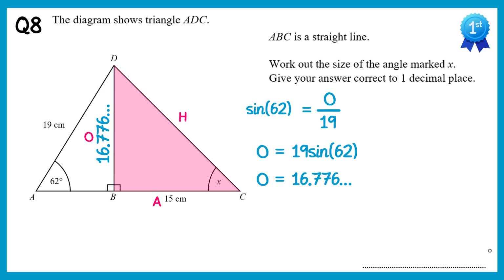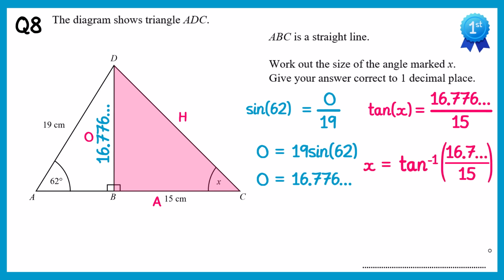So we could write down that tan of the angle, the thing we're trying to find, is equal to the opposite, which was 16.776 and so on, divided by the adjacent, which is 15. Then we just use the inverse tan function, so x will be equal to inverse tan of this, and if you type that into your calculator, you'll get this number here. The question says to give your answer correct to 1 decimal place, so if we round this, it's 48.2.